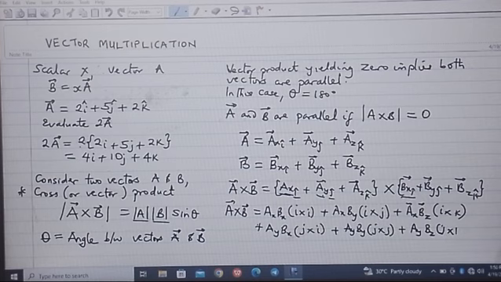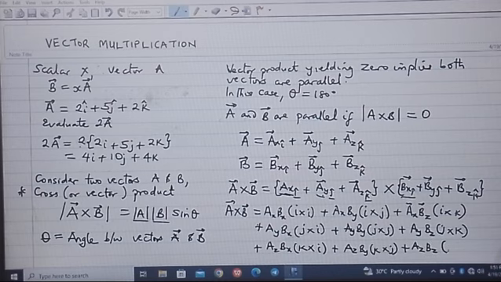plus AZBX k cross i, plus AZBY, it will now be k cross j, plus AZBZ k cross k.